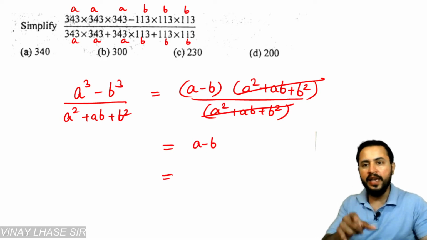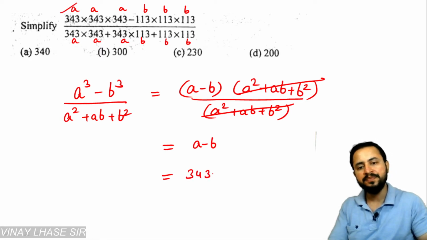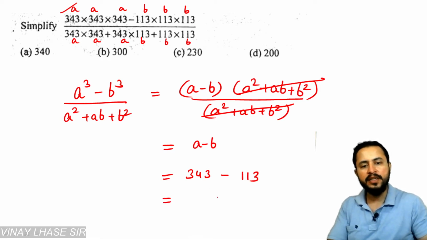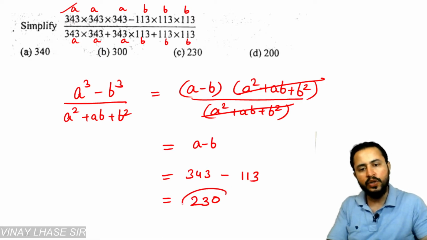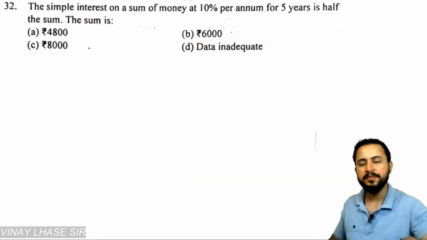So what is the value of a? You can see a value is 343. And b value is 113. When we subtract 343 and 113, we'll be getting 3 minus 3, 0, 4 minus 1, that is 3, and 3 minus 1, that is 2. 230 is the answer, that is nothing but option number C for this question.